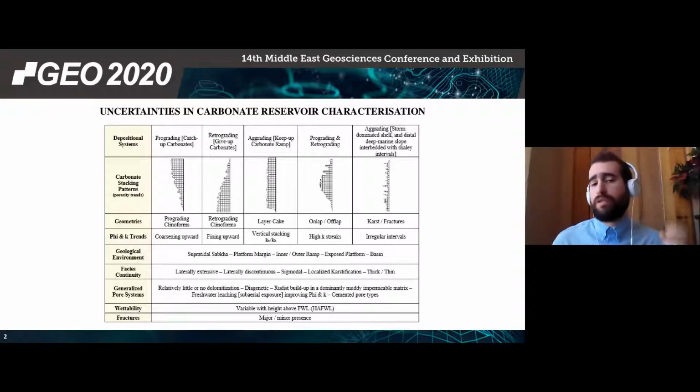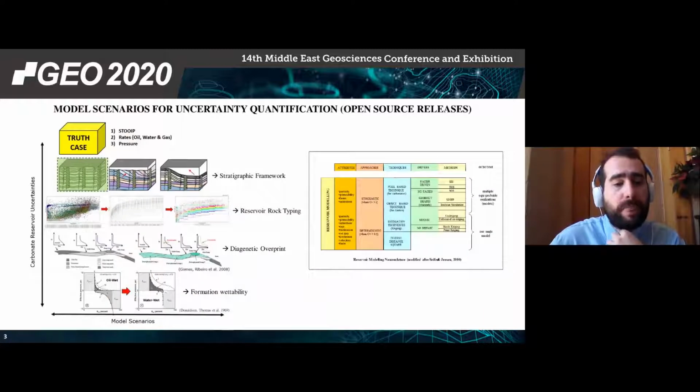And then the wettability of the formation is also an uncertainty. It varies with height above free water level, amongst many other things. And then ultimately the fractures. So fractures, many carbonates are highly fractured, but how is the presence? Is it major or minor? So these are the uncertainties, some of the large uncertainties in carbonate reservoir characterization.